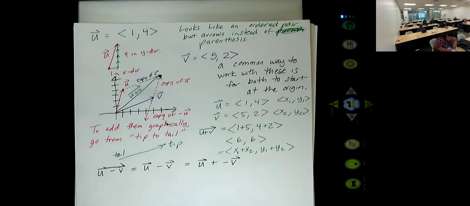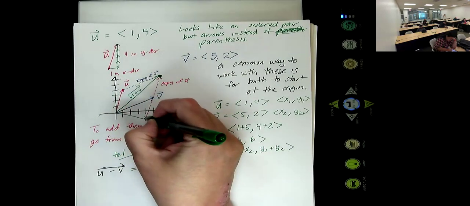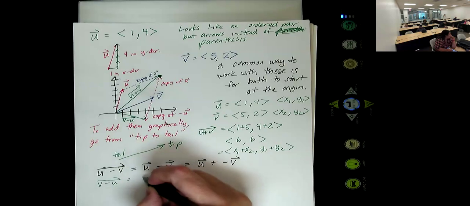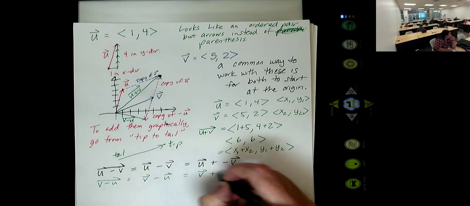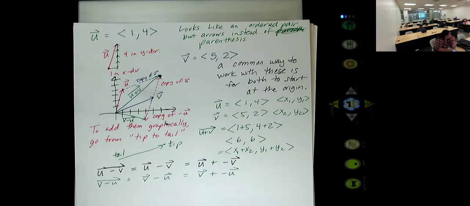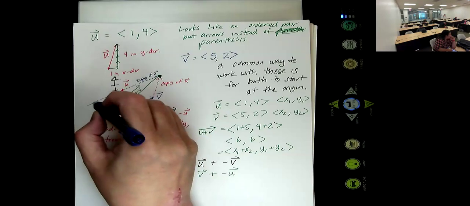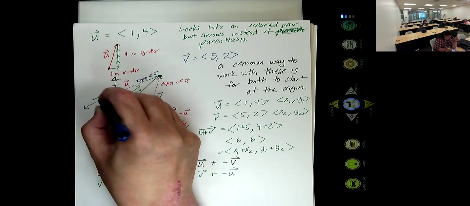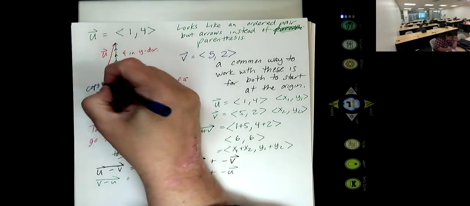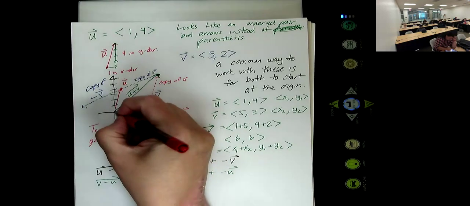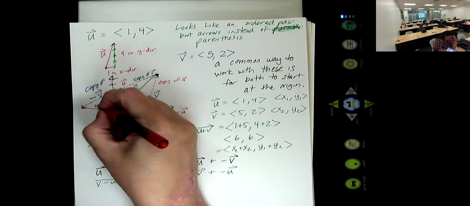Actually, I'm wanting negative v. This is what I just graphed would be v minus u. I'll do that real quick. So this vector here is called v minus u. But I could also do the copy of negative v. And then this vector here going from there to there is gonna be u minus v.